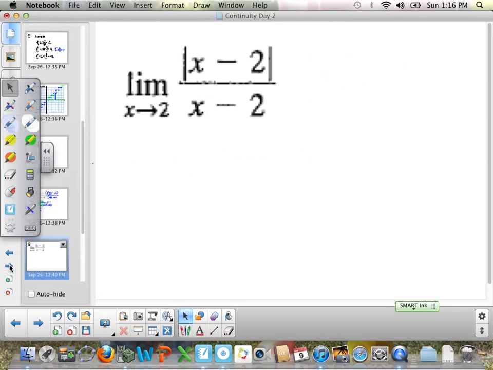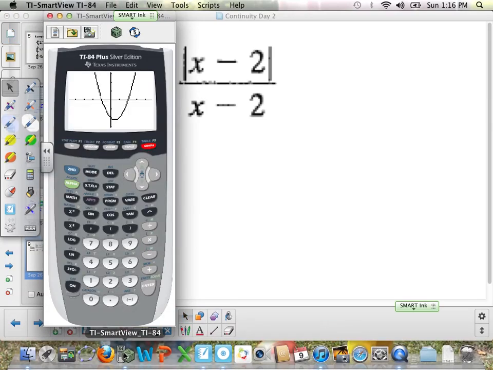Okay, let's look at this one graphically. You should be getting some idea of what's happened graphically on this one because we've done it a couple times now, but we'll do it one more time. Do the absolute value of x minus 2 divided by x minus 2. See, it's 2 straight lines. We've got a jump at 2.